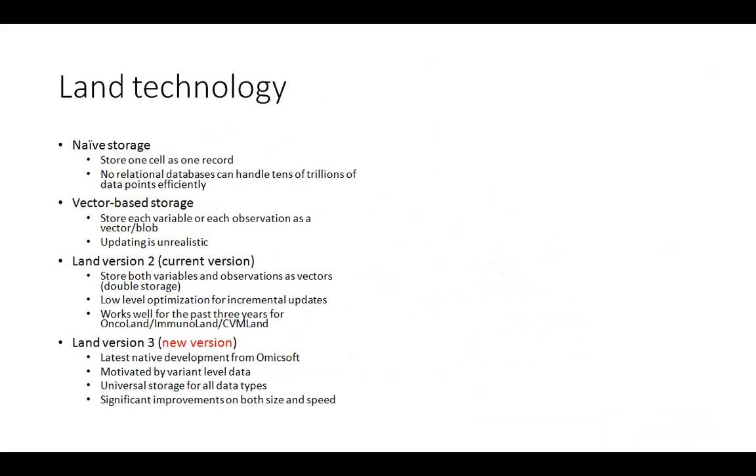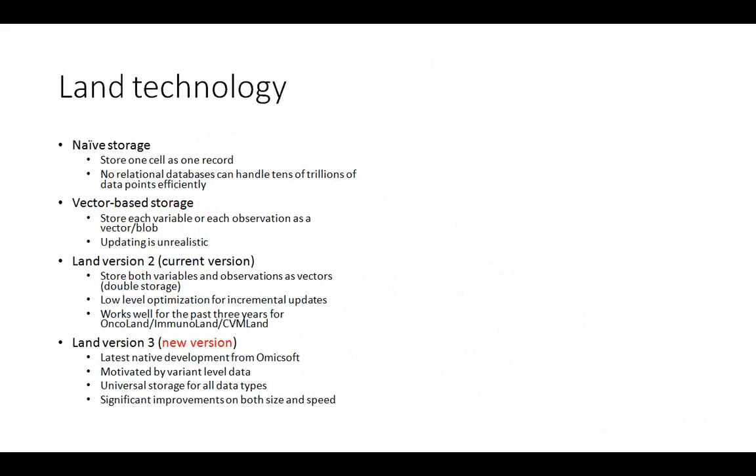I don't feel that there is a real solution to store this kind of variant-level data, or this large omic data at this level, in a relational database. The second idea is vector-based storage. There might actually be some sort of solution there.